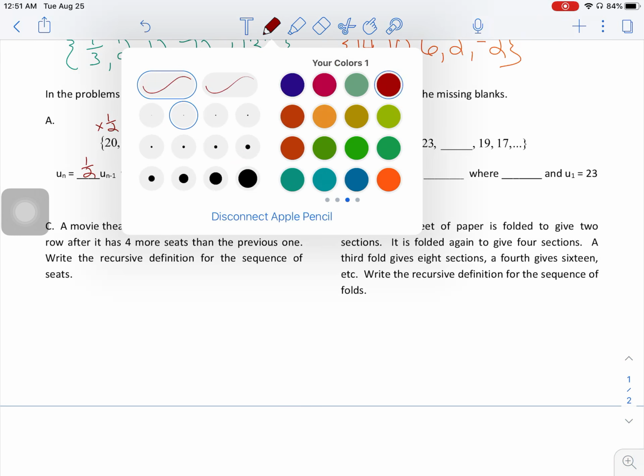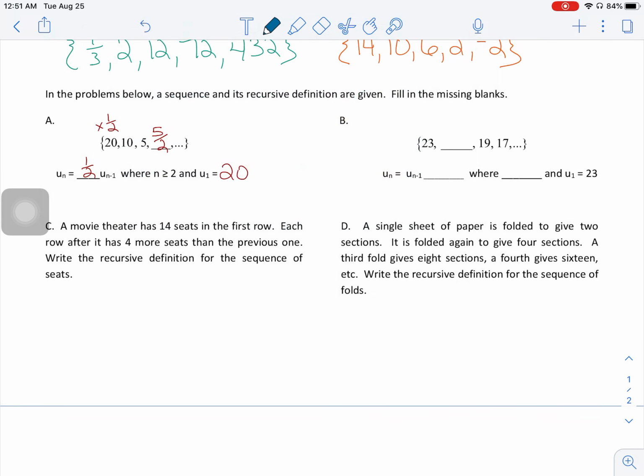All right, so let's see what we've got here for part B. It looks like we've got 23, a blank spot, 19, 17. I'm kind of thinking I'm going to be adding a negative 2. So that would be 21 there. I just said I was adding negative 2, where n is greater than or equal to 2, and u sub 1 is equal to 23. All right, I like this so far.